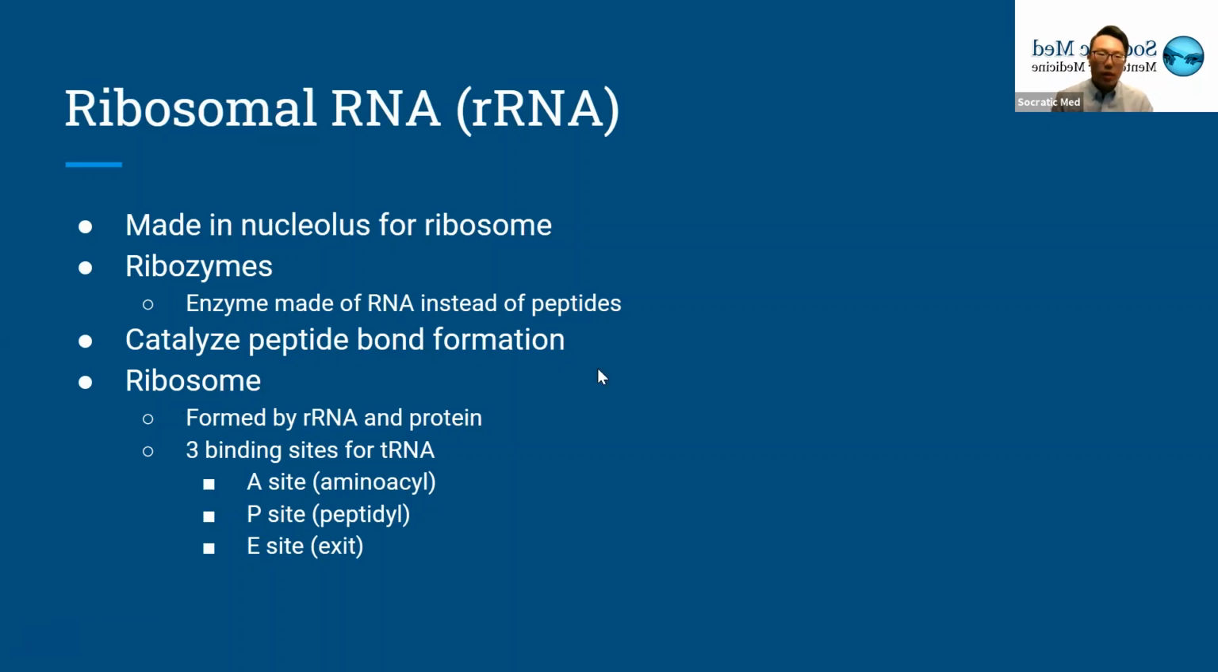Ribosomes are made up of rRNAs and proteins, and they have 3 binding sites for the tRNA that holds the amino acid to make the protein. The first site is called aminoacyl. The other site is P or peptidyl, and the last site is E, exit. So the ribosome has 3 different sites for the tRNA.